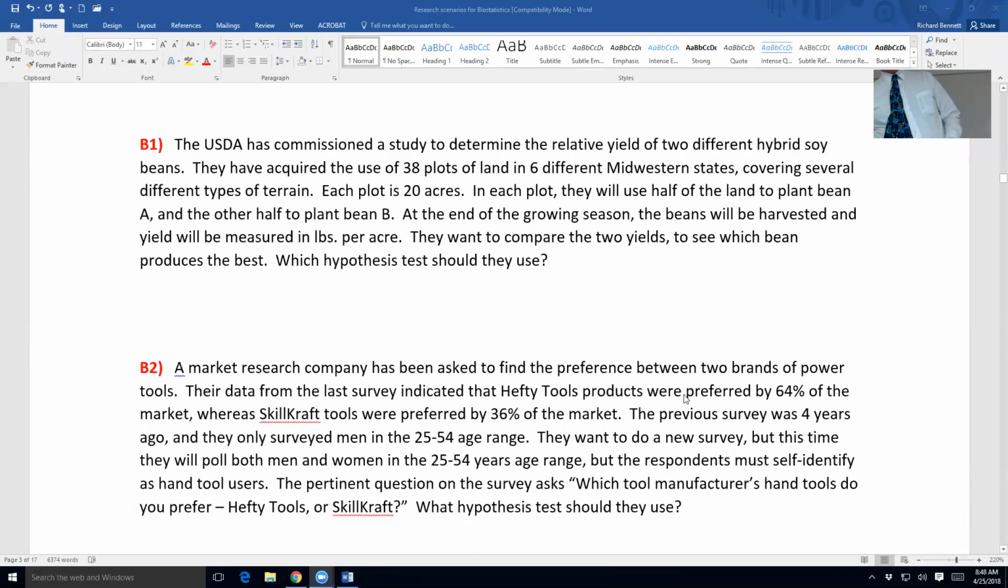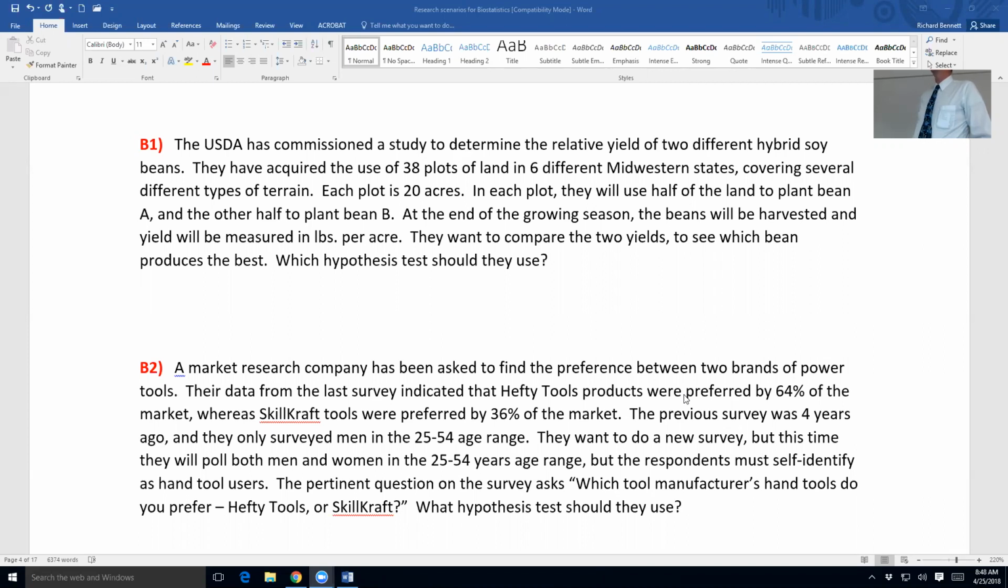All right, let's look at B1. USDA has commissioned a study to determine the relative yield of 2 different soybeans. Acquired 38 plots of land in 6 different Midwestern states, covering several different types of terrain. Each plot is 20 acres. In each plot, they will use half of the land to plant bean A and the other half to plant bean B. At the end of the growing season, the beans will be harvested and measured in pounds per acre. They want to compare the 2 yields to see which bean produces the best. Which hypothesis test should they use? Oh, this one is a tricky one. This one is intended to be tricky, though. The other one wasn't.